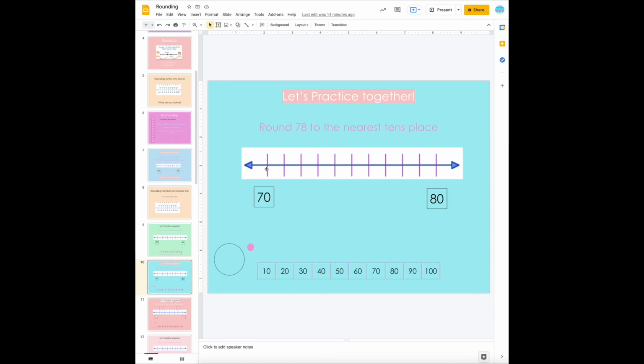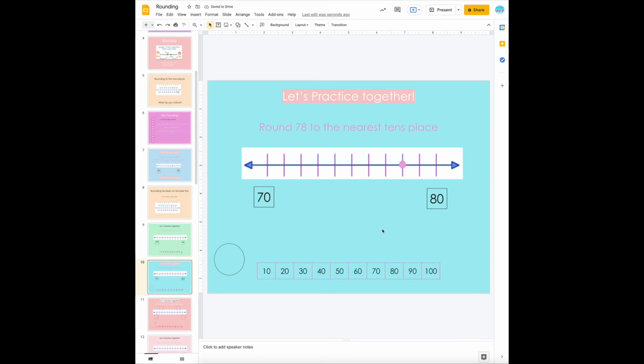So I have 70 here. I'm going to count over to 78 and mark it with my dot. So we start 70, 71, 72, 73, 74, 75, 76, 77, 78. So I'm going to go ahead and drag my dot over to 78.